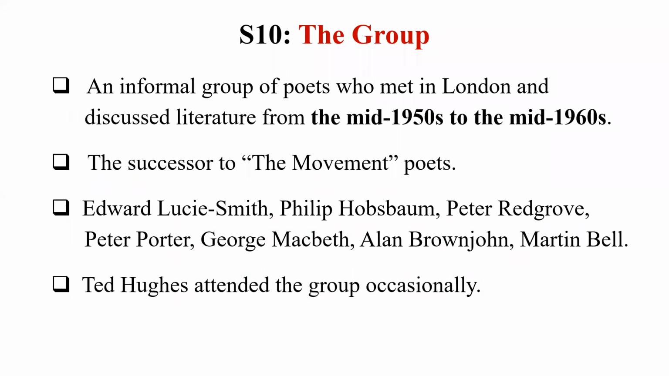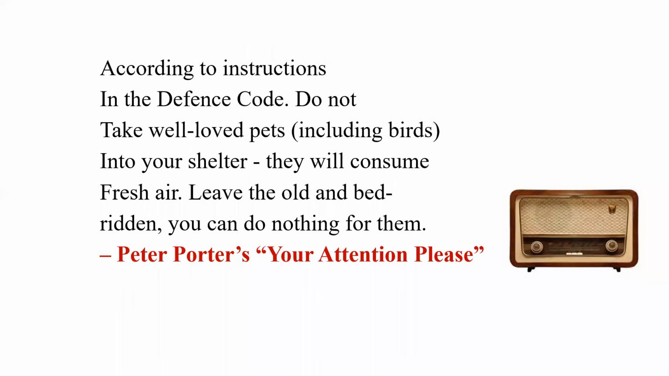Okay. So what is the Group? That is a minor literary group, a kind of informal group. They discussed literature from the mid-1950s and 1960s, and they are considered the successors to the Movement poets. Poets include Edward Lucie-Smith, Philip Hobsbaum, Peter Redgrove, Peter Porter, famous writer George MacBeth, Alan Brownjohn, then Martin Bell. Ted Hughes sometimes attended the group occasionally, the animal poet. So let's look at some of the works. A famous work, one of my favorite poems, Your Attention Please, by Peter Porter.